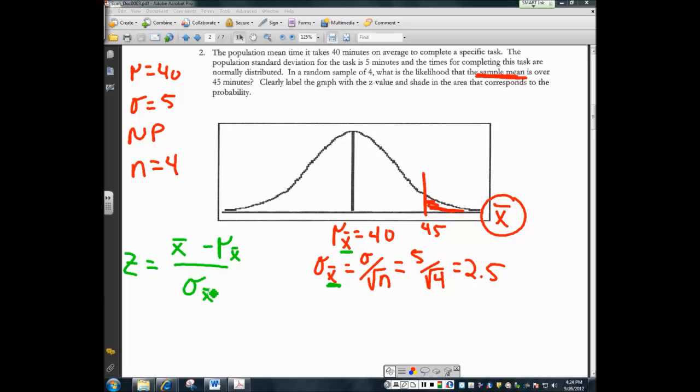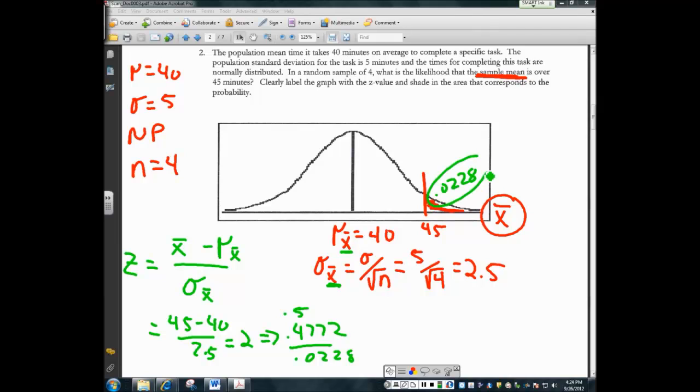If we were to take many samples, if the mean really were 40, sometimes you'd get 40, sometimes you'd get 41, you would get different things there. 45 minus 40 over 2.5 is equal to 2. That goes with 0.4772, and 0.5 minus that is 0.0228. So this area here is 0.0228.